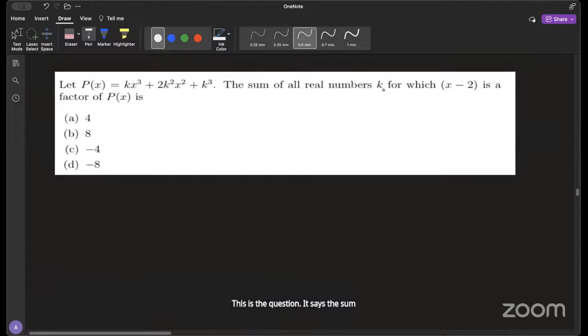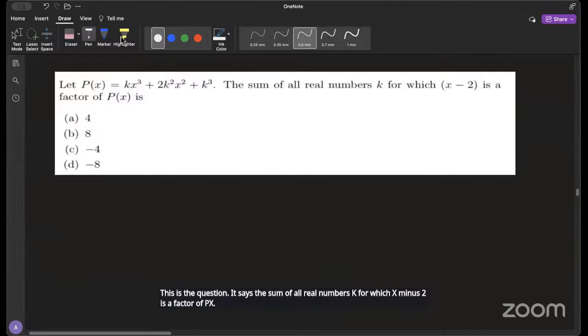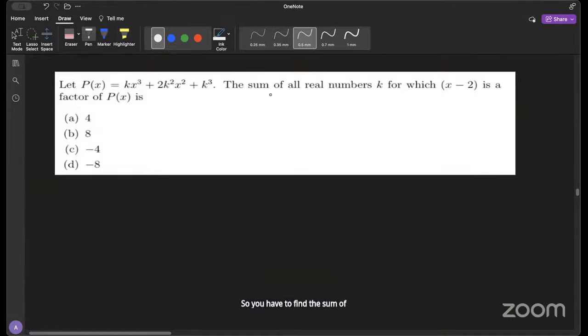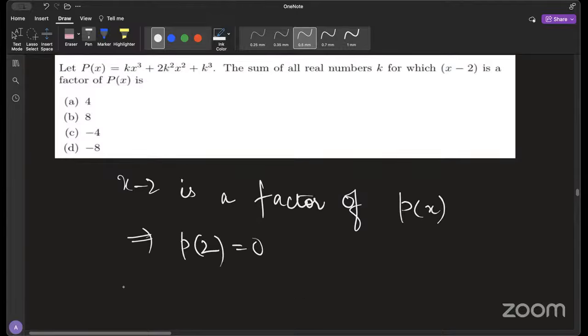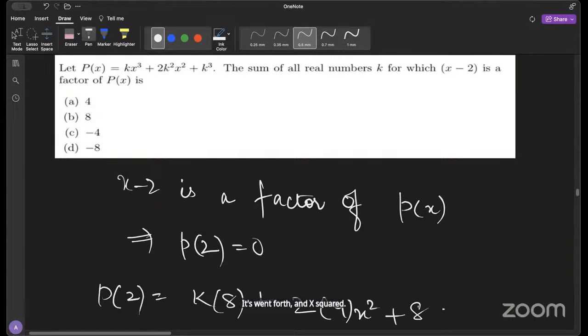This is the question. It says the sum of all real numbers k for which x minus 2 is a factor of p(x). So you have to find the sum of all real number k's for which this is a factor. So if x minus 2 is a factor of p(x), this means p of 2 should be equal to 0, right? Now if I substitute, what is p of 2, it's k times 2 cube, 8, plus 2 k square times 4, and then k cube times 8.